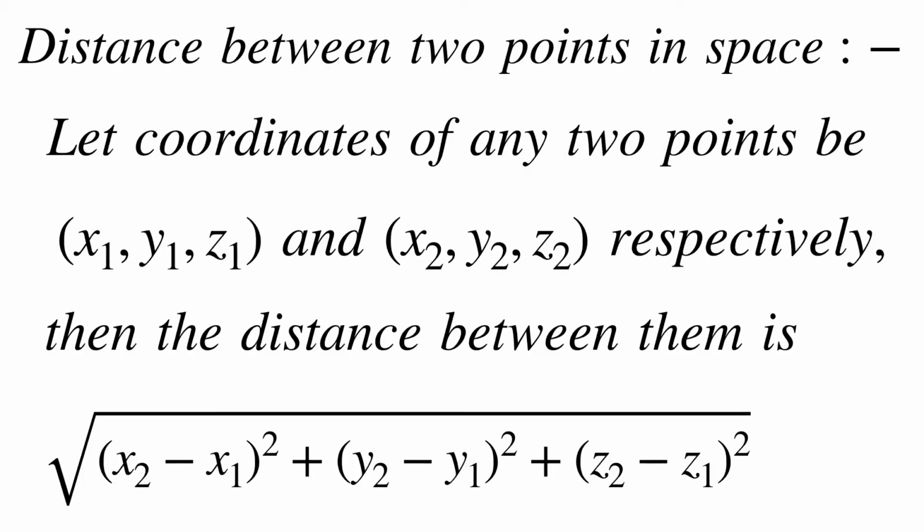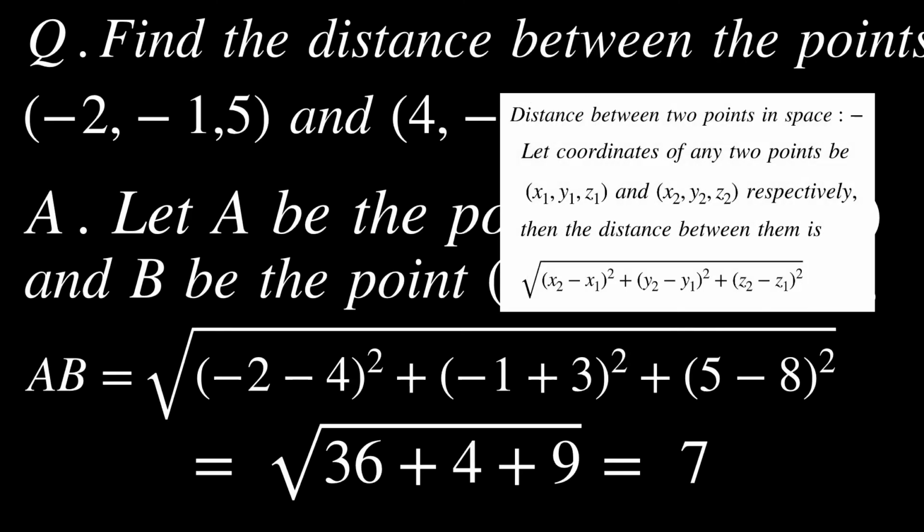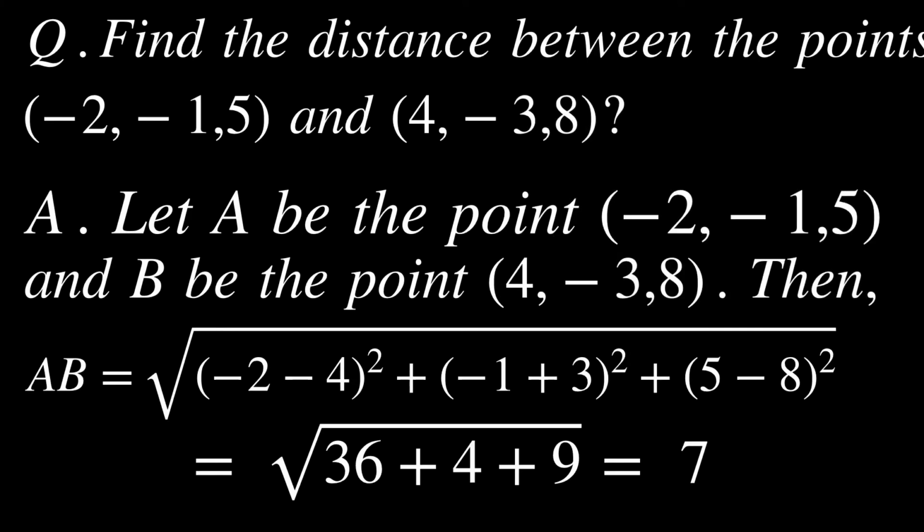Suppose the points be (x1, y1, z1) and (x2, y2, z2), then the distance between those 2 points is given by square root of (x2-x1)² + (y2-y1)² + (z2-z1)².